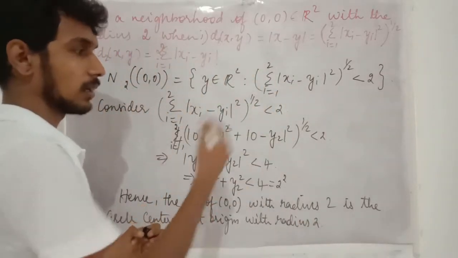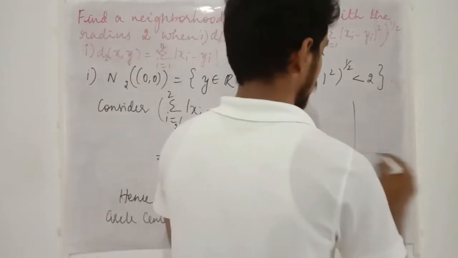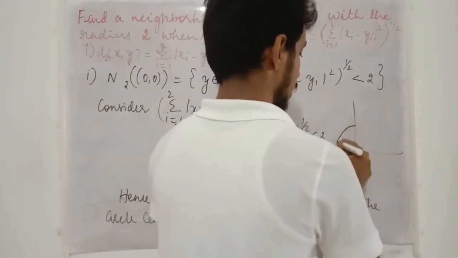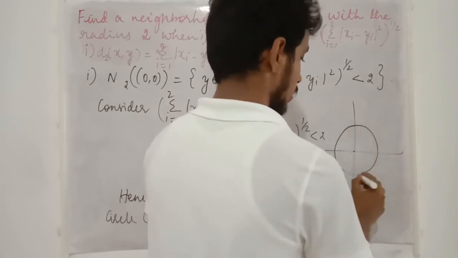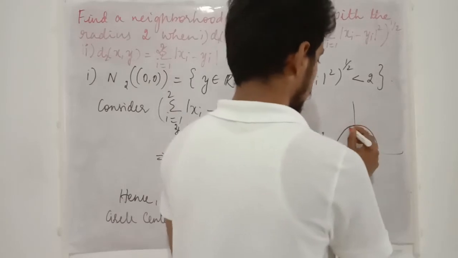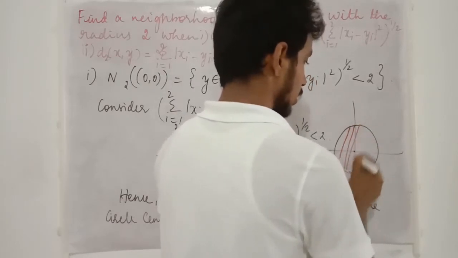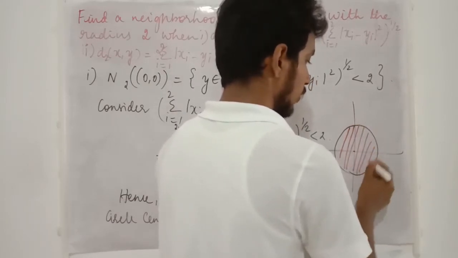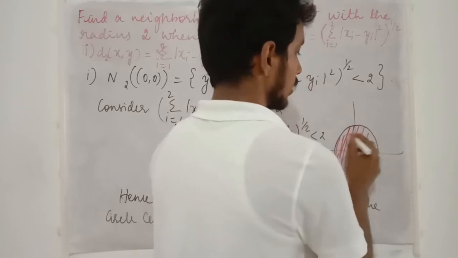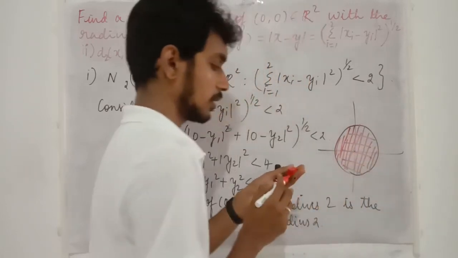If you just plot it in a diagram, you can see that this is our origin. If this is the radius 2, this is going to be our neighborhood. But we will not consider the points on the boundary. We are just going to consider the points inside the circle. This is our neighborhood.